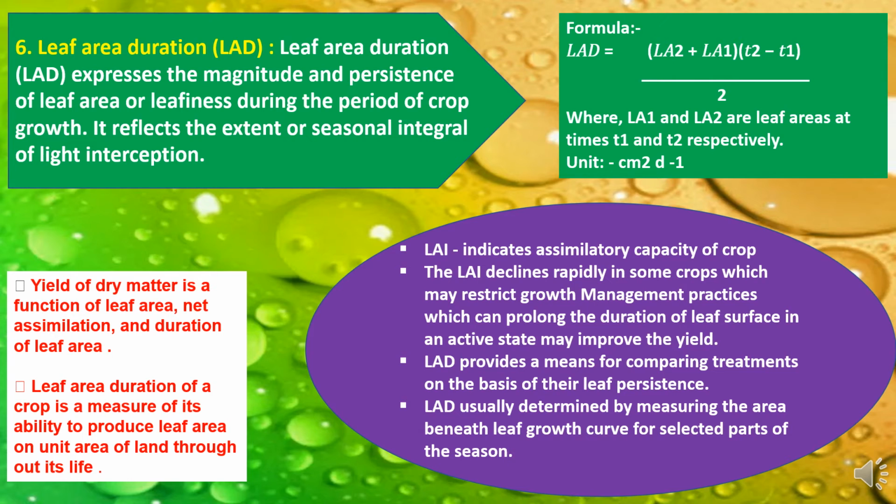Leaf area duration provides a means for comparing treatments on the basis of their persistence. It is usually determined by measuring the area beneath the leaf growth curve for selected parts of the season.